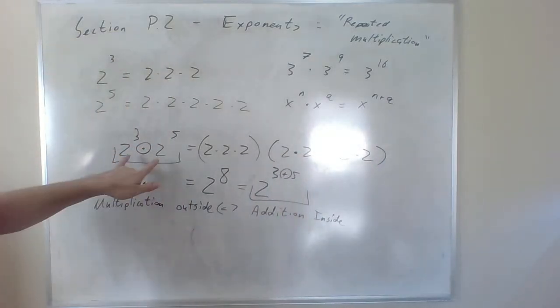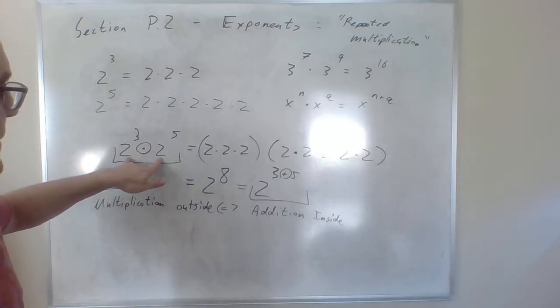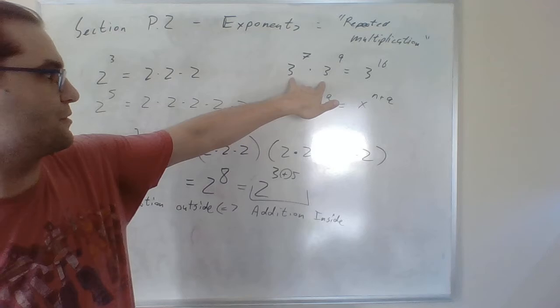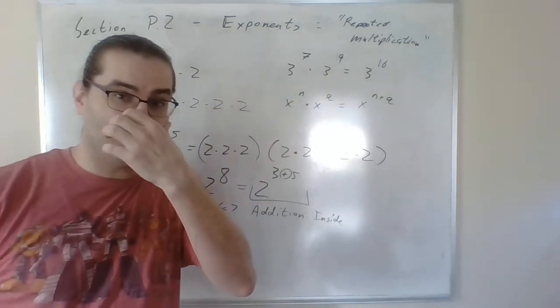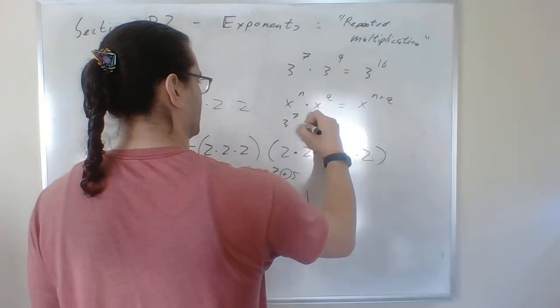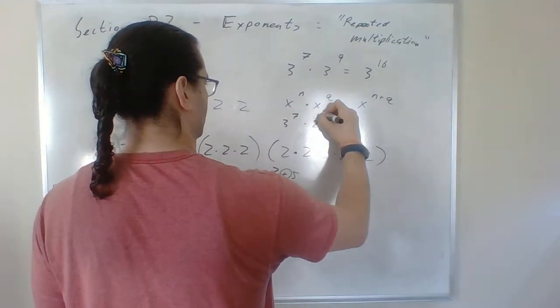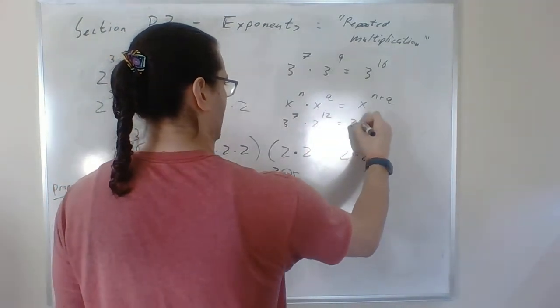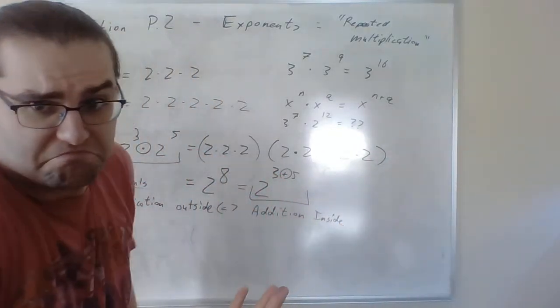And again, this only works when the bases are the same. Here it works because we have a pair of 2's, here we have a pair of x's, here we have a pair of 3's. If you have different numbers here, like 3 to the 7th times 2 to the 12th, I don't know what that is.